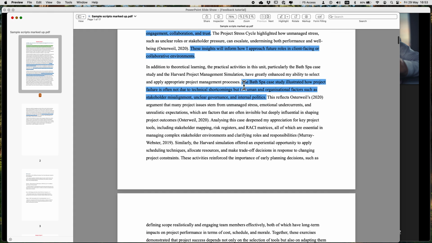In the next example, they turn to a case we used in the unit. "The Baspar case study illustrates how project failure is often not due to technical shortcomings, but to human and organizational factors such as stakeholder misalignment," etc. And then they go on to connect it with literature, which is good. But again, I'd want to see some specifics here. They're staying quite high level. It's an assertion more than it is an argument. I would look for a little bit more depth here. Pick out something from this case, one or two things that's more strongly connected to Osterweil's conceptual frameworks and theories.